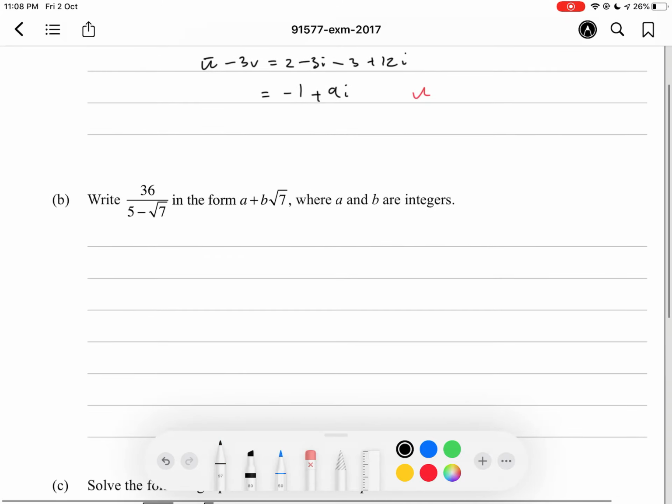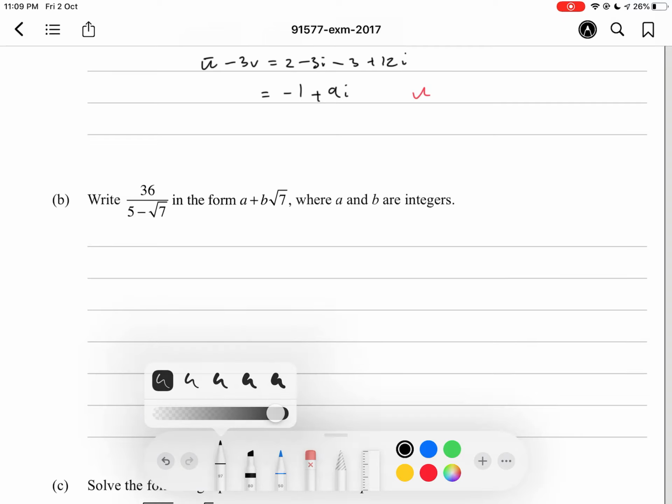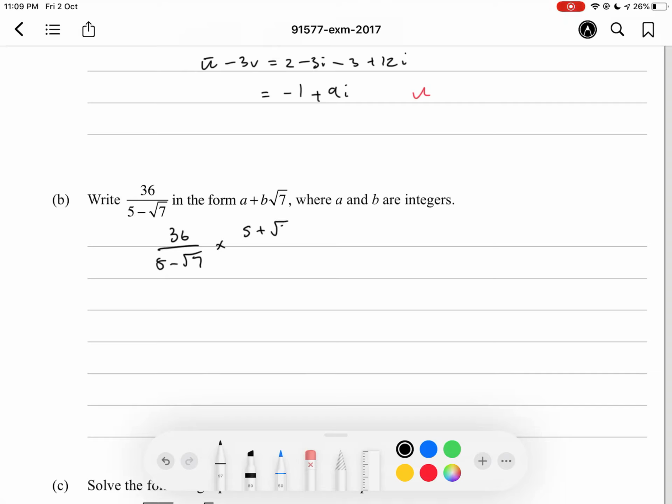Question B, write 36 over 5 minus root 7 in the form a plus b root 7, where a and b are integers. So in order to rationalize the denominator, we need to multiply by the conjugate. In this case, we have 36 over 5 minus root 7. So we need to multiply the top and the bottom by 5 plus root 7, because we're multiplying by 1, so we're not changing the question.